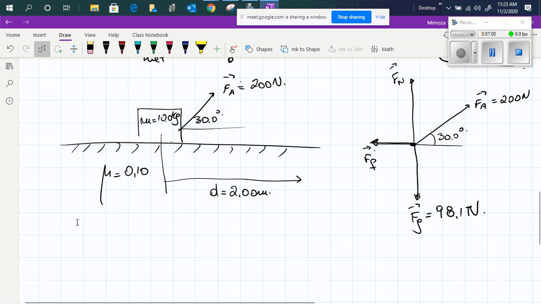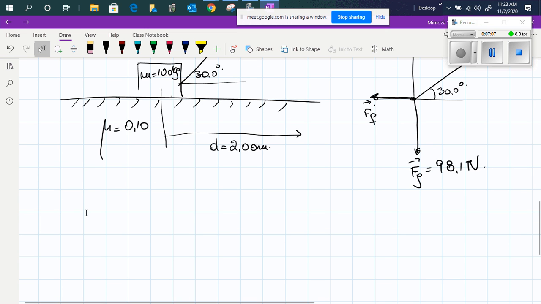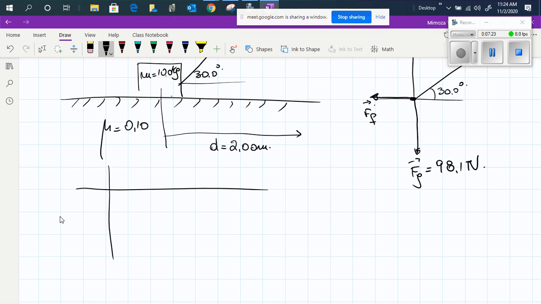So now we will find the work done by each of those forces and the work done by force net, or work net. So we'll start with, first of all, let's figure out what each of those forces is. And in order to find that, we will use dynamics or components. So we'll have the horizontal and the vertical.